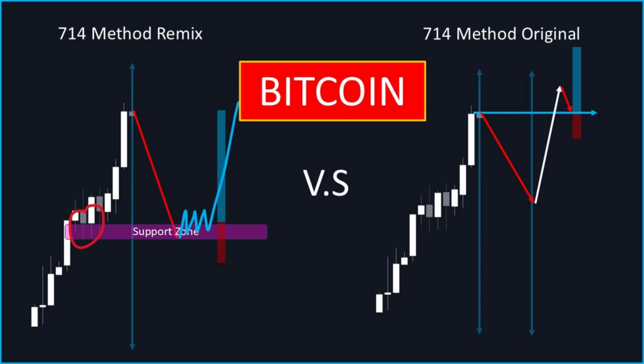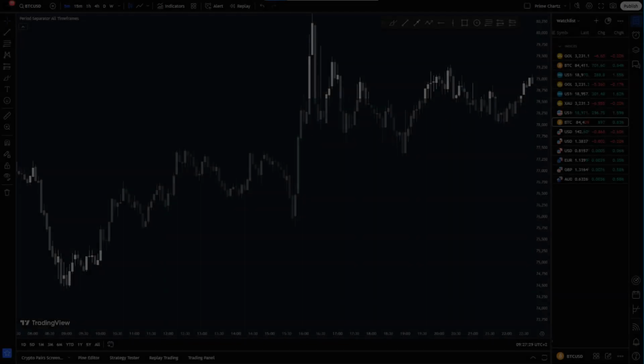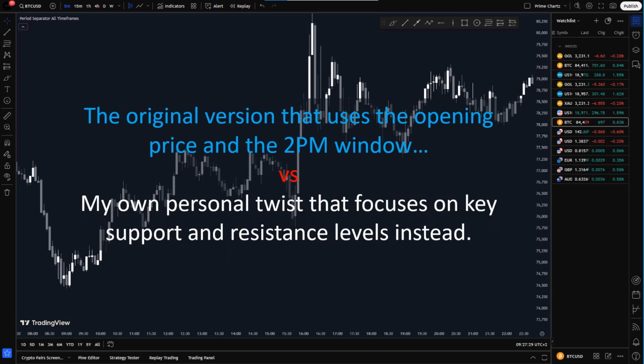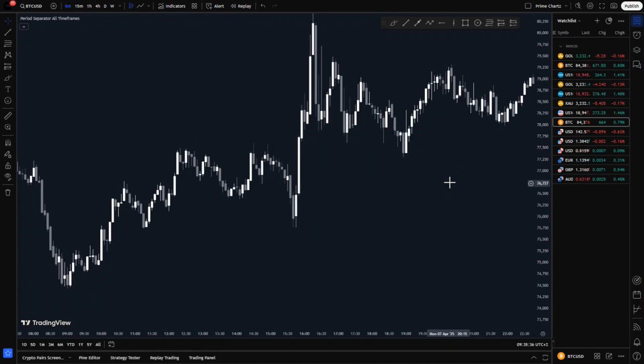In today's video, we're putting the 714 method to the test, but this time, we're taking it to Bitcoin. We're going to compare two variations of the strategy: the original version that uses the opening price and the 2 p.m. window, versus my own personal twist that focuses on key support and resistance levels instead. I'll show you both in action, backtest them side by side, and we'll see which one comes out on top.